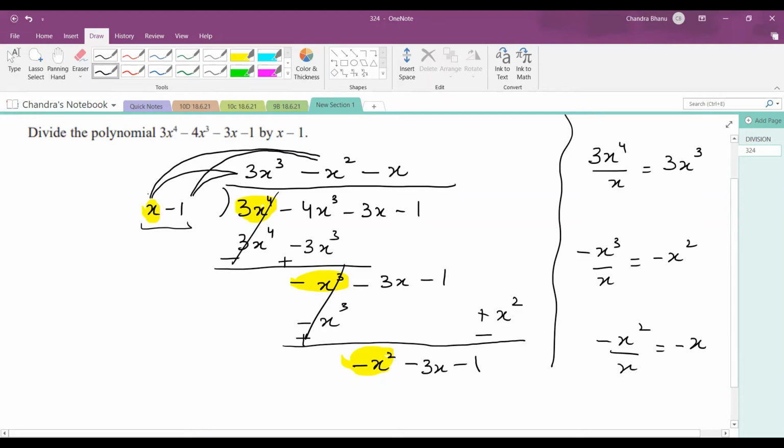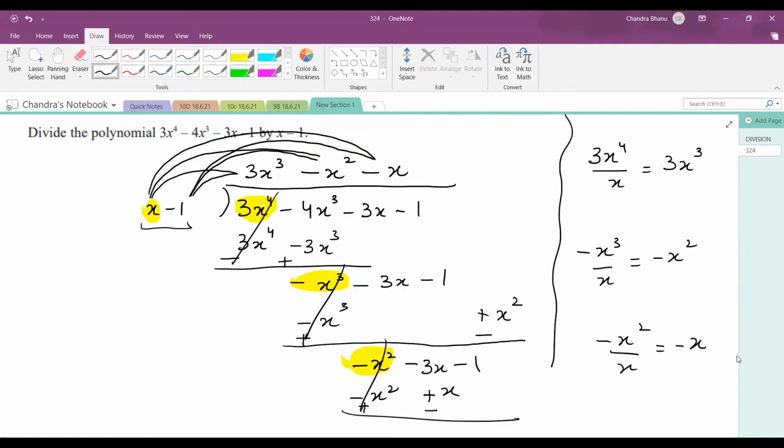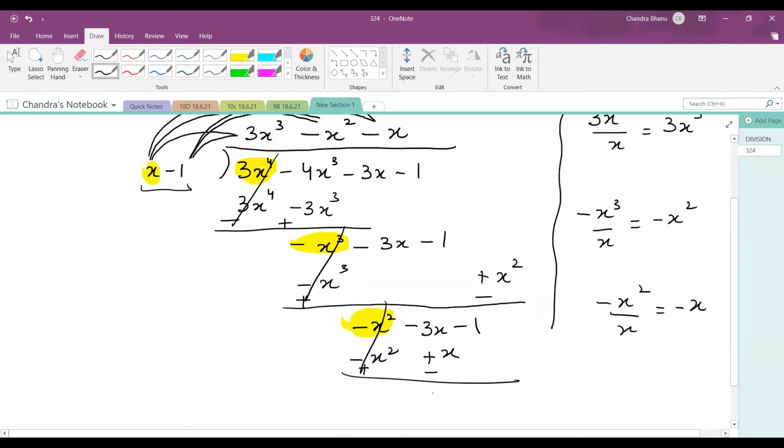Again, the whole divisor will get multiplied with it, so first of all x will get multiplied with minus x, it is minus x square, then minus 1 will get multiplied with minus x, so it is plus x. Remember to write like under like. So now it is minus 3x minus x, minus 4x, and the remaining term minus 1 coming down.